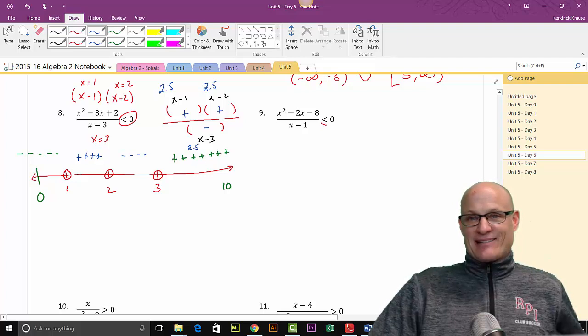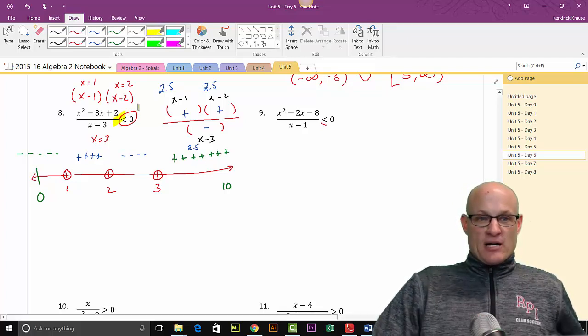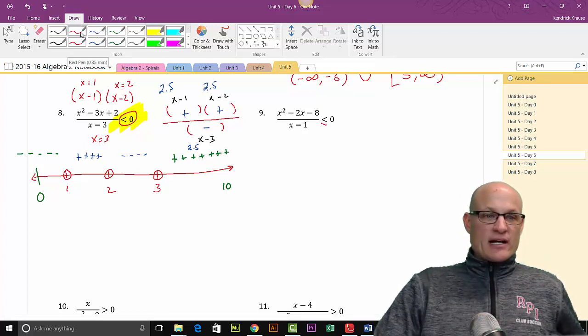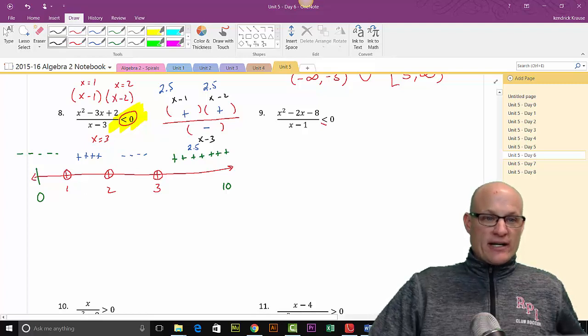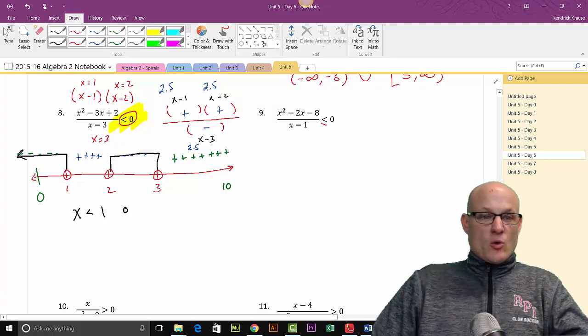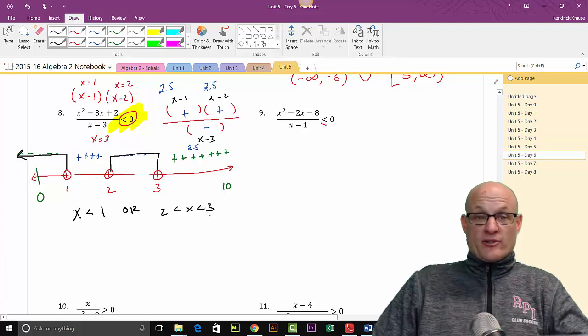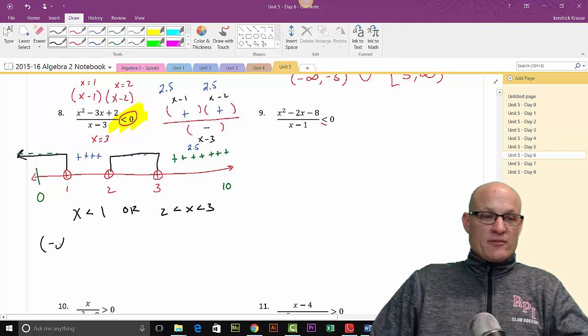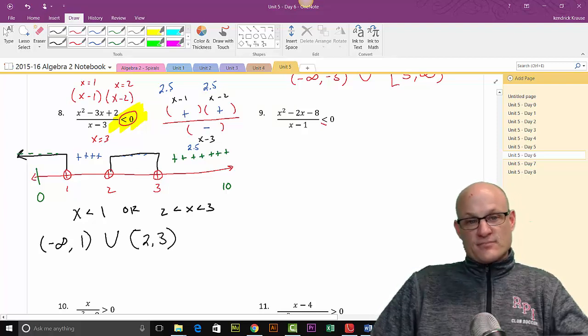Anybody notice anything about the signs? They flip back and forth, right? I want where it is less than 0, or negative. So first of all, we have to connect the dots or arrows. I want negative, so I'm going to go in this direction, and I want in between here. The other parts are positive. So the answer: x is less than 1, or 2 is less than x is less than 3. That's one way to do it. You could also do it this way: negative infinity to 1, parenthesis, union, parenthesis, 2, comma, 3, parenthesis. There's your answers.